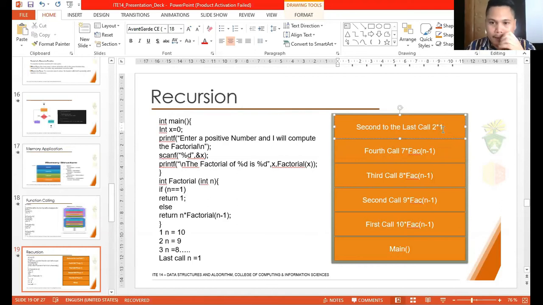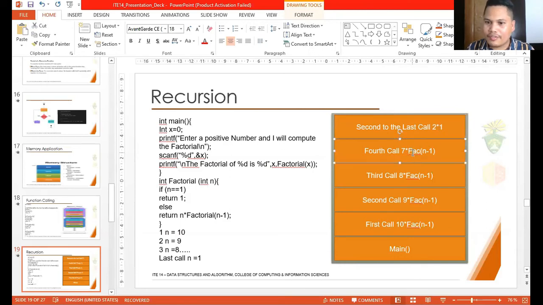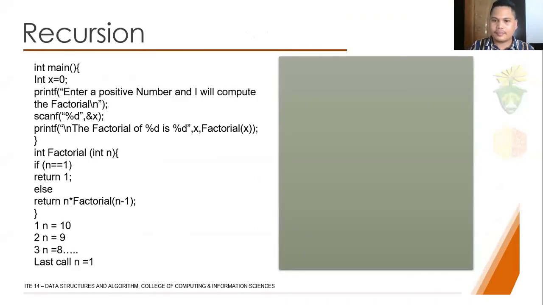Then after that, since nabalik man ang control karon kang second nga call, magpadayon siya og execution, so may nahitabo karon. Since na-compute naman, nag-return na siya og constant nga value which is 2. So therefore, this will be tanawon.